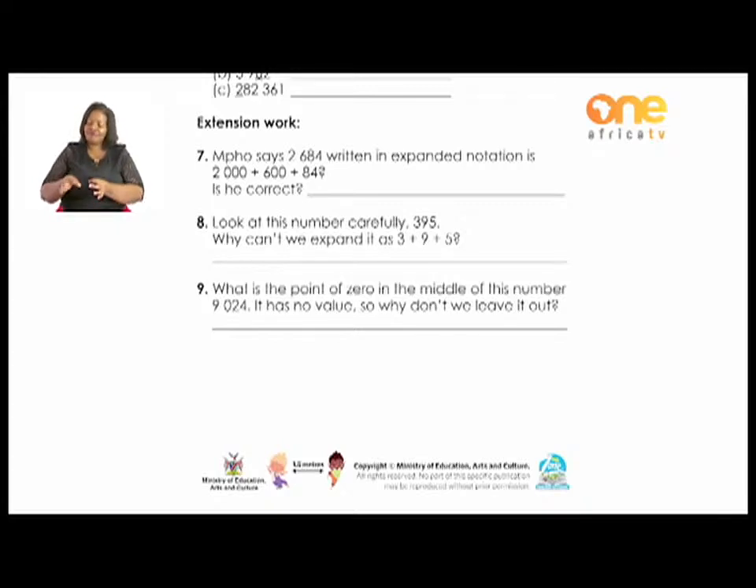The last one, what is the point of 0 in the middle of this number, 9024? It has no value, so why don't we leave it out? Why don't we leave it out? So you have to give a reason there.